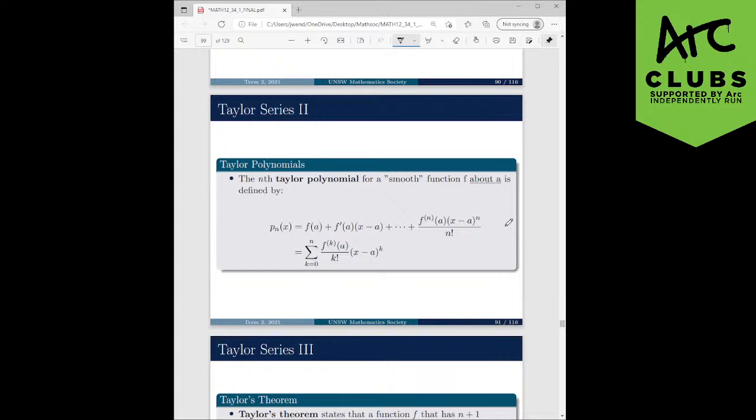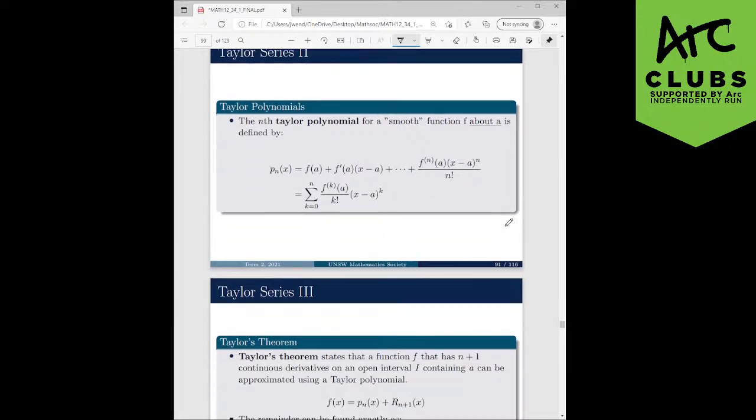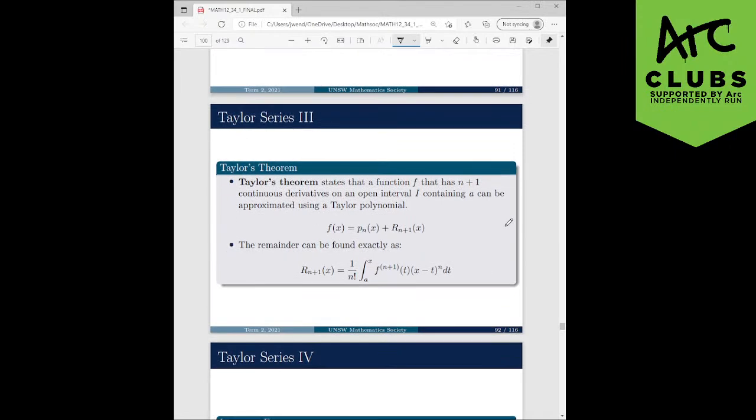If you try and go out any further, like if it was about the point 1, this would work pretty well for 1. It wouldn't work well if you tried to take it out to like 105. You do have to be about the a. Now, Taylor's theorem states that if your function has n plus 1 continuous derivatives on an interval containing this a, then you approximate it using a Taylor polynomial, and the remainder is exactly that.